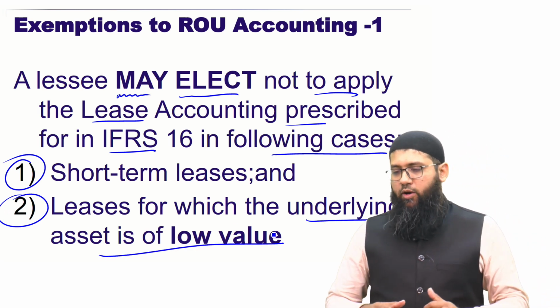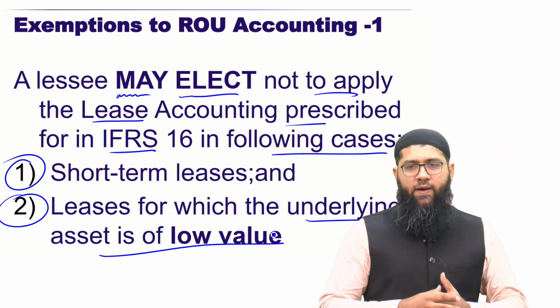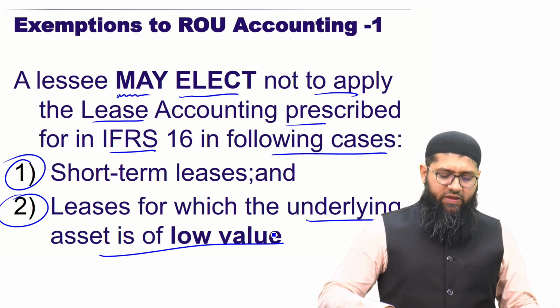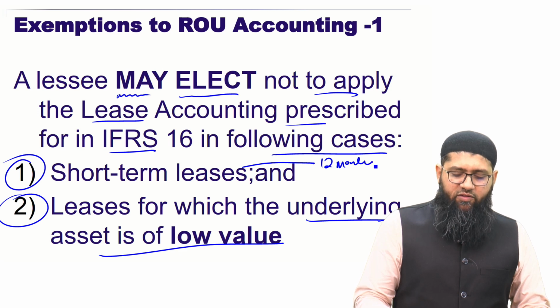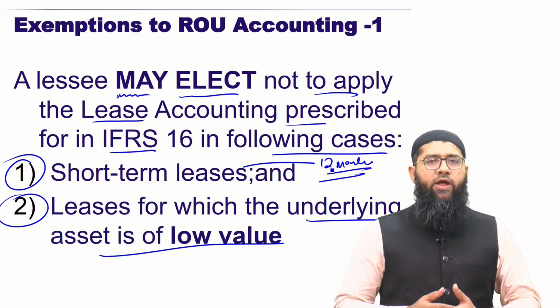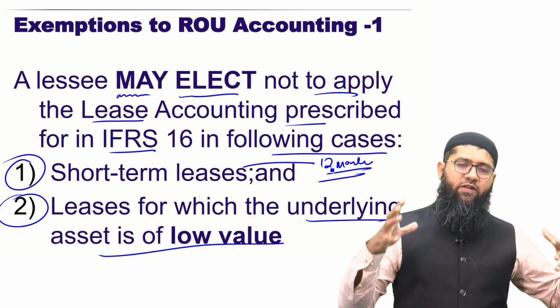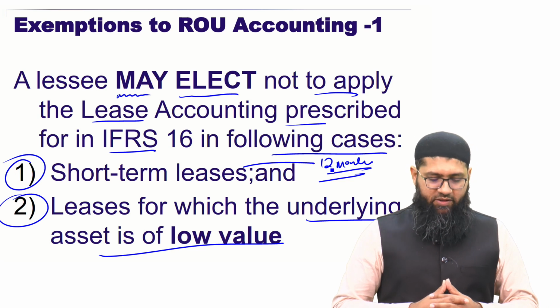Now, very important thing. What exactly do you mean by short-term lease? What exactly do you mean by low-value asset? When we talk about a short-term lease, the concept of short-term lease is up to 12 months. So the leases which are up to 12 months are going to be considered as short-term leases. I mean the leases which are for a period of less than 12 months are going to be considered as short-term leases.